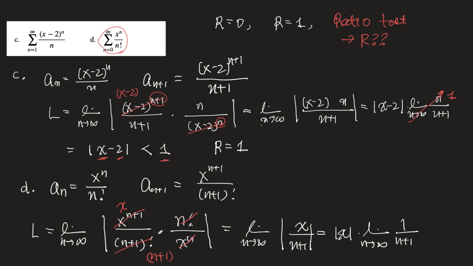So this should be less than 1, but look at this one. What is this limit? This limit is going to be 0. No matter what x value, this whole thing is going to be 0, always less than 1, which means the radius of convergence is infinity. So any x value makes this less than 1.